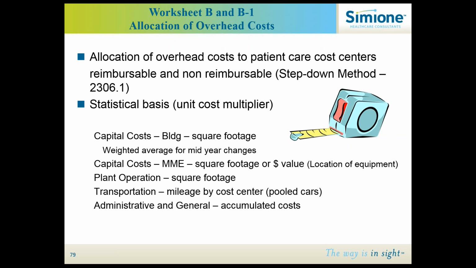Transportation, mileage by cost center. Well, if you directly charge your mileage cost, which many agencies do, then that's fine. Or on the other hand, if you don't directly charge any of it, nor do you track your mileage, then it is an administrative and general cost, and all the transportation costs are allocated to administrative and general. By now, I think you got the idea that administrative and general is the big bucket.